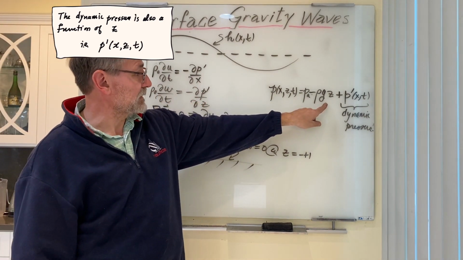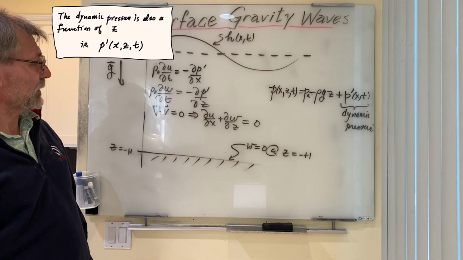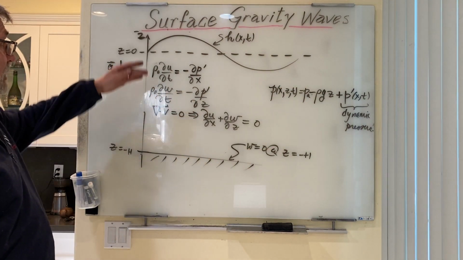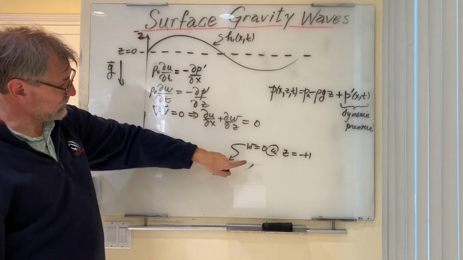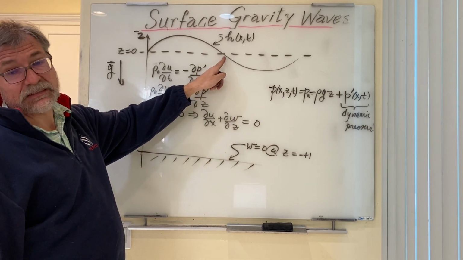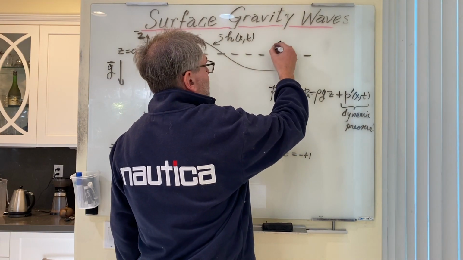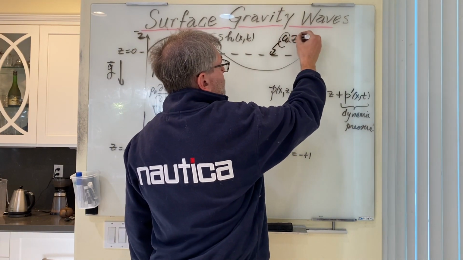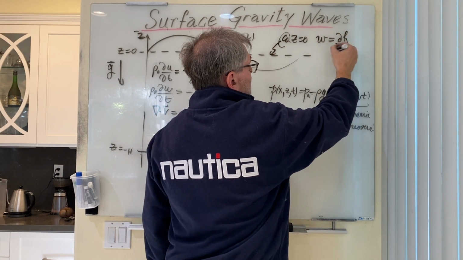When I do d by dz of this, I get rid of the pressure term, and I'm just left with the dp prime dt. All right, and then we have some boundary conditions at the surface. So the analog of W0 at the bottom is that W is dh dt at the surface. So at z equals 0, we have a boundary condition. At z equals 0, W is equal to dh dt.